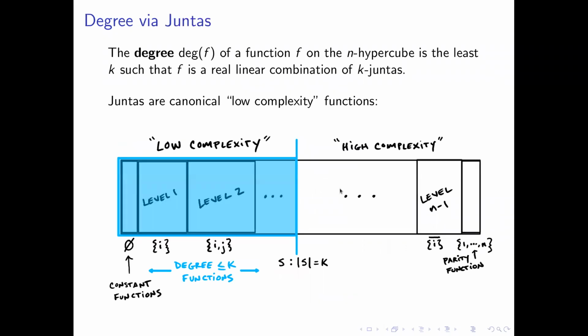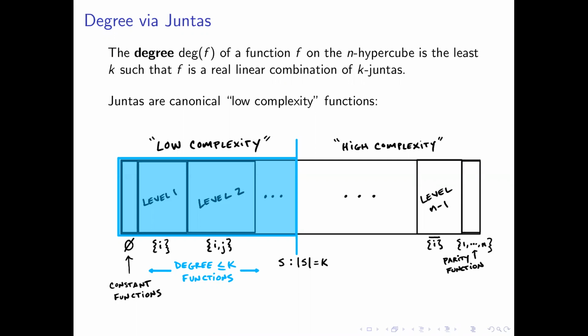So there's an equivalent definition of degree now. I've given us 3 definitions of degree, and these are all equivalent, and this is actually going to be important later on. We say that a function f on the n hypercube has degree k if I can write it as a real linear combination of k-juntas. This is the picture that I want us to keep in mind.